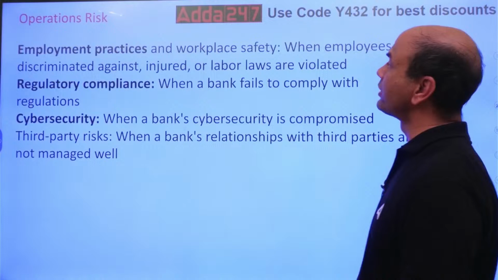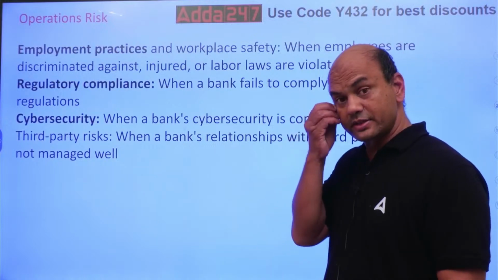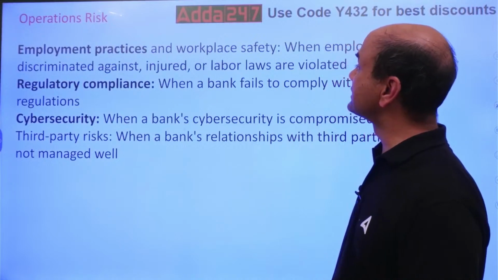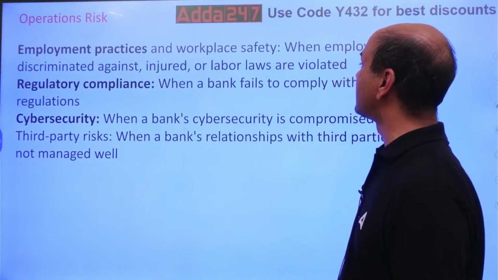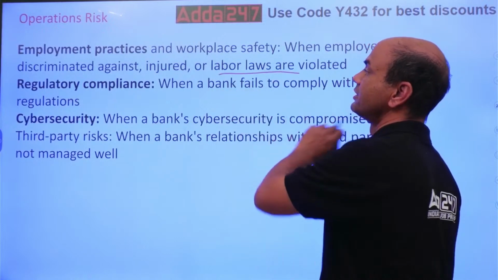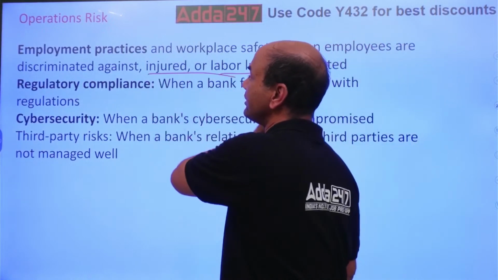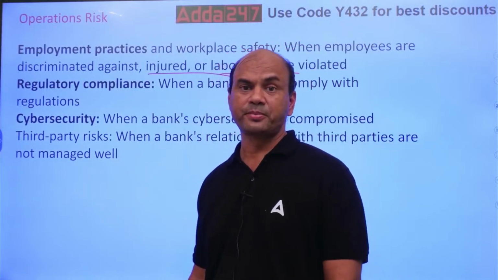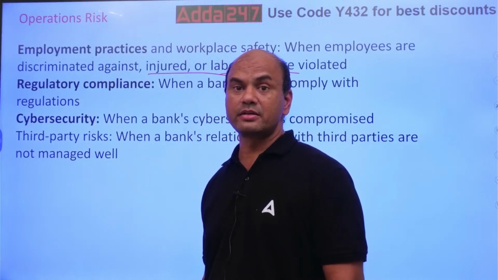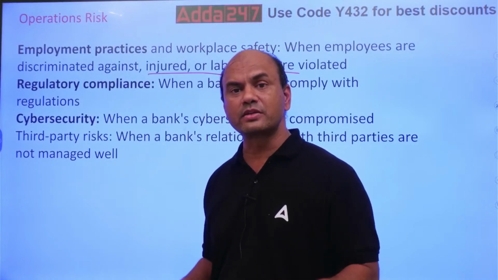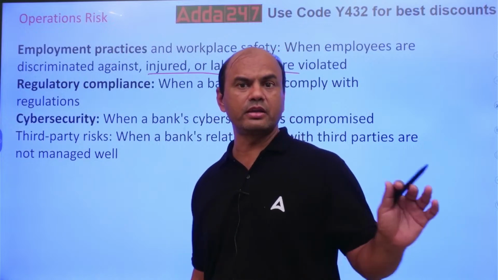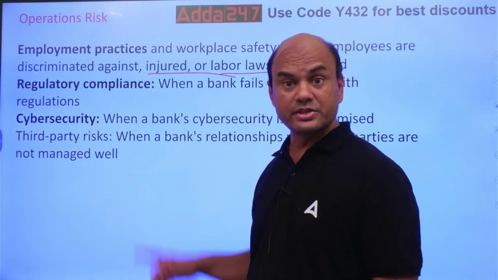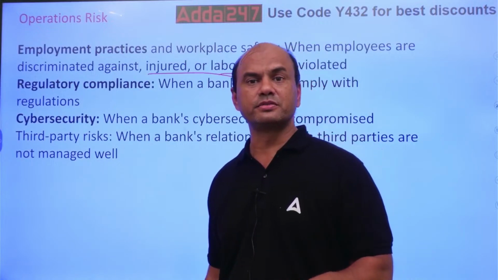Employment practices and workplace safety. This is also one of the reasons for the happening of this ops risk. When the employees are discriminated against, injured, or labor laws are violated, this thing happens. Injured. Many a times there are attacks. You mainly see the attacks in hospitals. If some patient expires in the hospital during the operation or anything, people are very wild against the doctors. Injured. Same thing happens in the bank also.